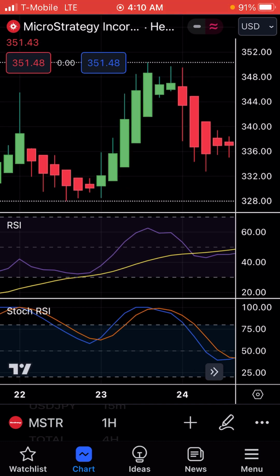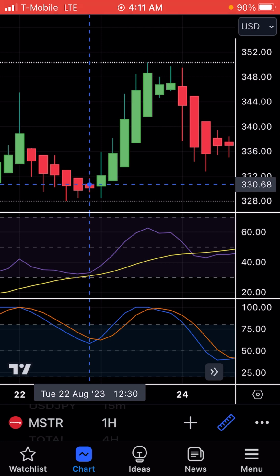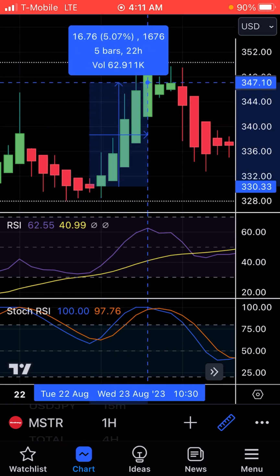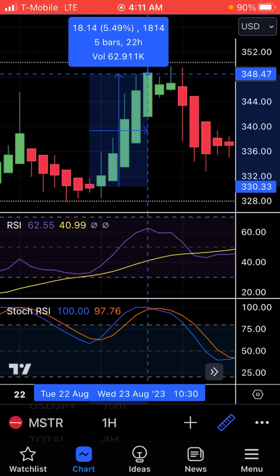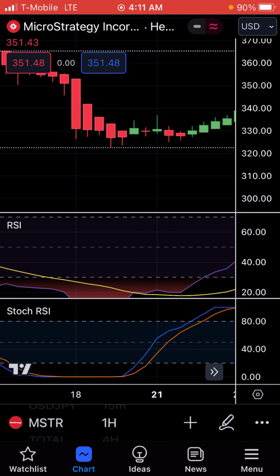Now, I do this on the hour. You'll probably get the best results if you do it on the hour because it gives you more information for that candle. There's an indecision candle right here. From this point, we can see that the stochastic and the RSI both say it's an uptrend. So if you rode this out, you would have made almost a $2,000 move in 22 hours. That's trading MicroStrategy. Let's see if we can find another moment.